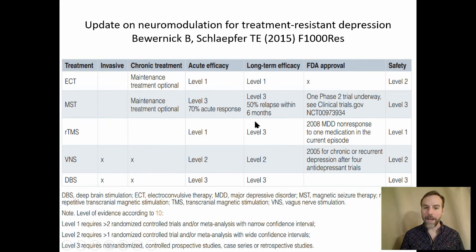Now, does it last? What's the long-term efficacy? For TMS, there isn't great evidence that it lasts a long time. That's not a huge deal. It just basically means that you'll probably need to go routinely to have your TMS treatment. Kind of like if you're taking medication for your depression, you don't just take it once and then it lasts forever. You keep taking it.